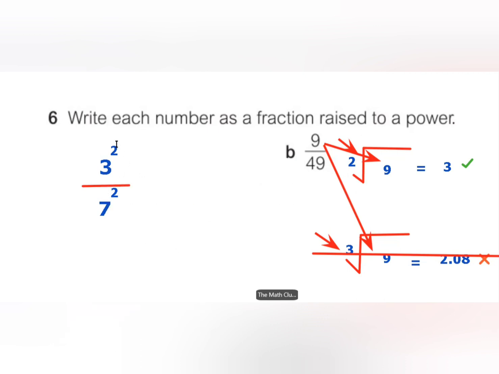Now, because we have the same power, I can do it like this. I can do a bracket like this and this. And I can take the power, which is 2, and put it outside here. Now, I can write the fraction that I left, which is 3 over 7. So it's going to be 3 over 7. Let's make it bigger. And this is the fraction raised to a power. And this is how you answer a question like this.